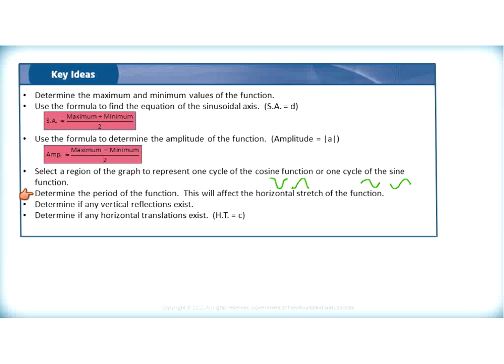If you know the period of the function, you can then determine the horizontal stretch of the function. Determine if any vertical reflections exist. That would be if there's a vertical reflection in the x-axis, then the value of a would have to be negative. And if any horizontal translations exist, that will give us the value of c.